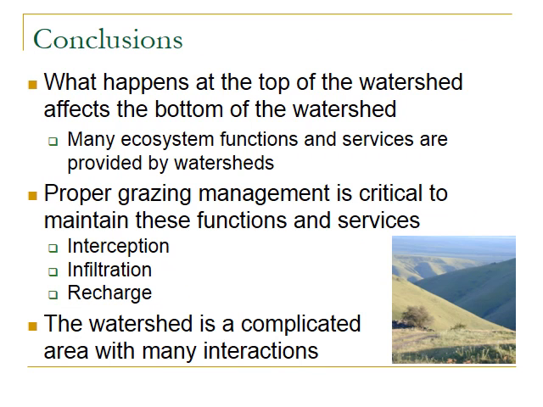So in conclusion, what happens at the top of the watershed is going to affect things that happen at the bottom. That's why we see groups like watershed protection groups and watershed management areas, because effects are united or connected in a watershed. Proper grazing management is critical to maintain the function and services, including keeping your eye on interception, infiltration, and recharge in the watershed. And finally, the watershed is a complicated area with many interactions, spatially and temporally in the landscape. So it's a great challenge, but it is a challenge.